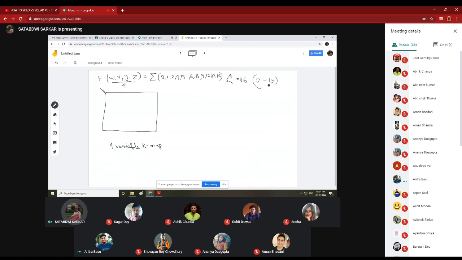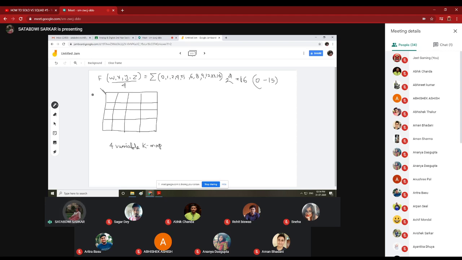So the binary terms start from 0, 0, 0, 0, because with 4 variables, 4 zeros will be there, and the maximum value will have 4 ones. Starting from 4 zeros, ending at 1, 1, 1, 1, that is 15. Now we have to design 16 cells here: 1, 2, 3, 4, 5, 6, 7, 8. Now it is 16 cells.